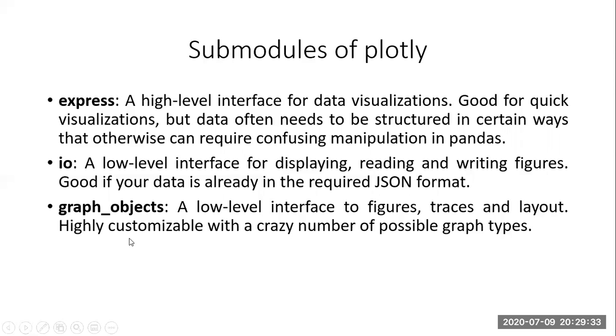IO, the low level interface for displaying, reading, and writing figures. Now, what's the difference? The difference is that if your data is already in the required JSON format, then it is good. If it is not, then obviously this is also not very useful. Now, what we are going to use in the next video tutorial, and what everyone uses, is the graph objects. Why do we use graph objects? Because they give you a high degree of control over how you can display your graphs.